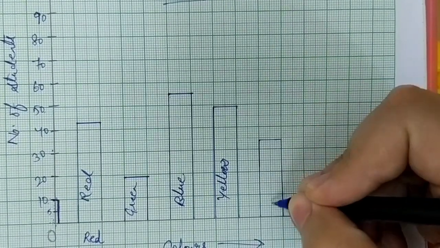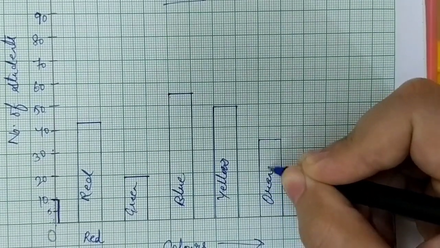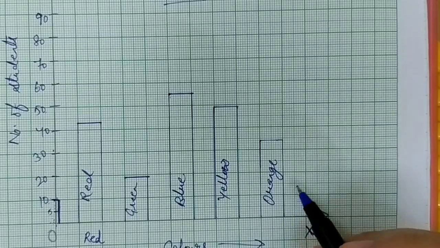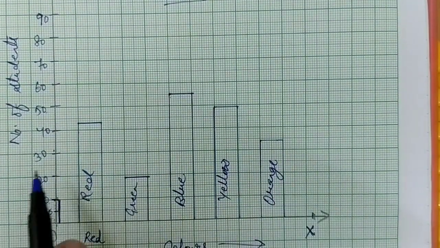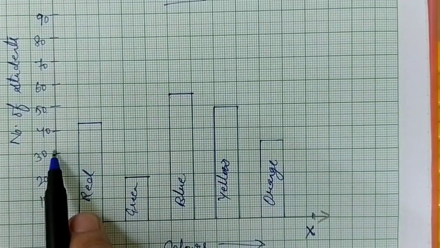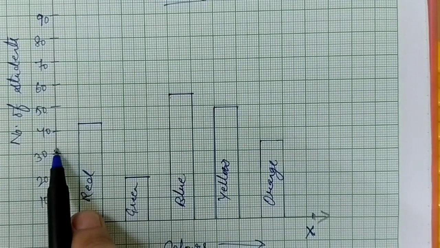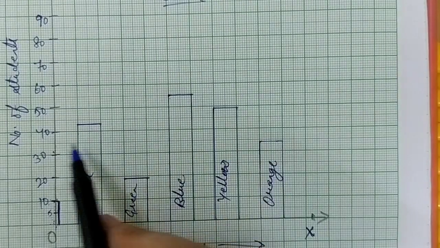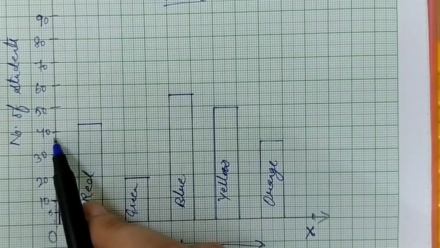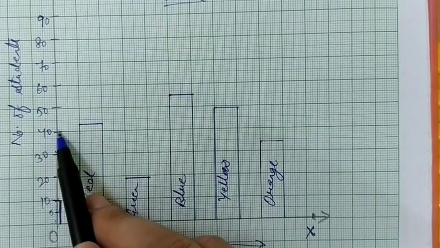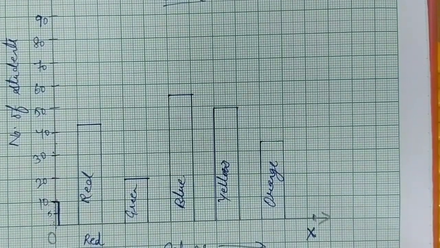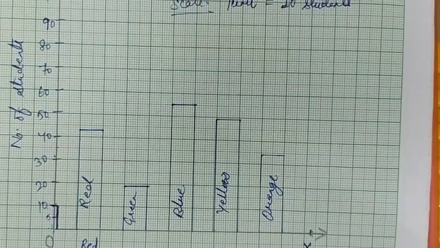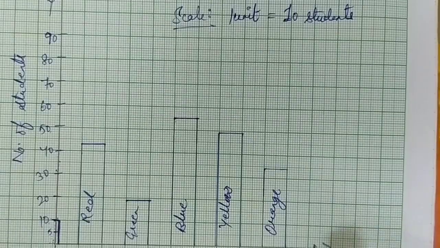Equal division must be taken. So here this is your orange color, which is liked by 34 students, and you can see that this is 30, then the first line is 31, then 32, 33, 34, and here is 34. The next line, this is the middle, this is 35, 36, 37, 38, 39, 40. So likewise you will consider this. So this is a complete graph, drawing a graph on the graph paper.